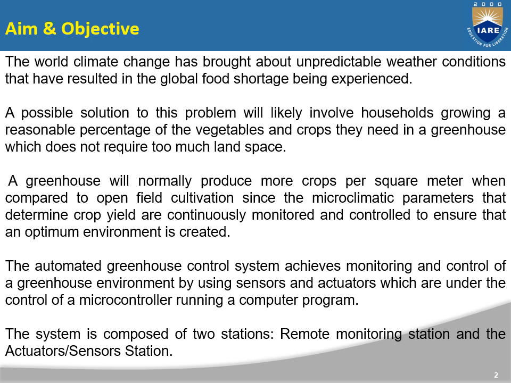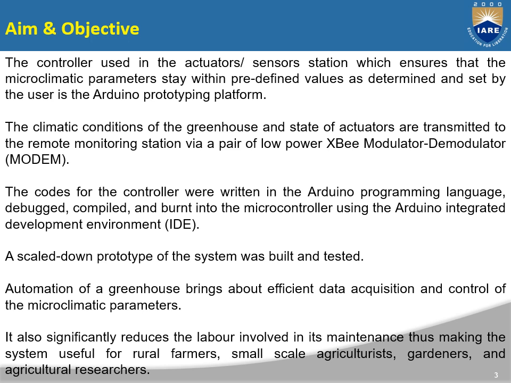The system is comprised of two stations, the remote monitoring station and the actuator and sensor station. The controller used in the actuator and sensor station ensures that the microclimatic parameters stay within predefined values as determined and set by the user in the Arduino prototyping platform.